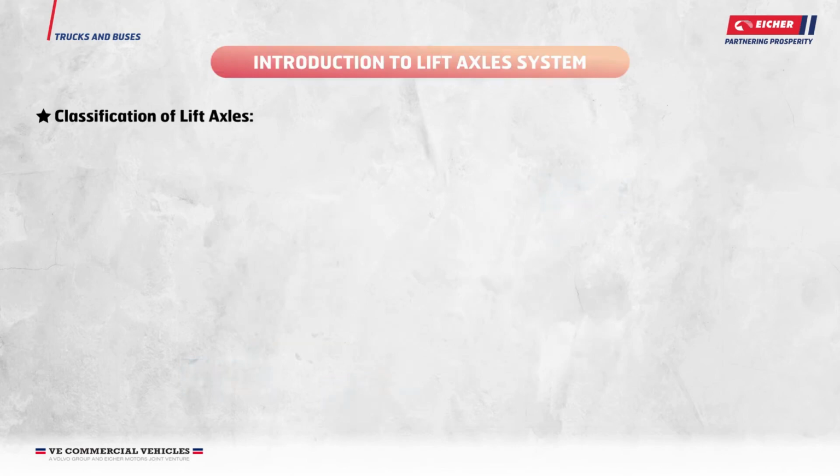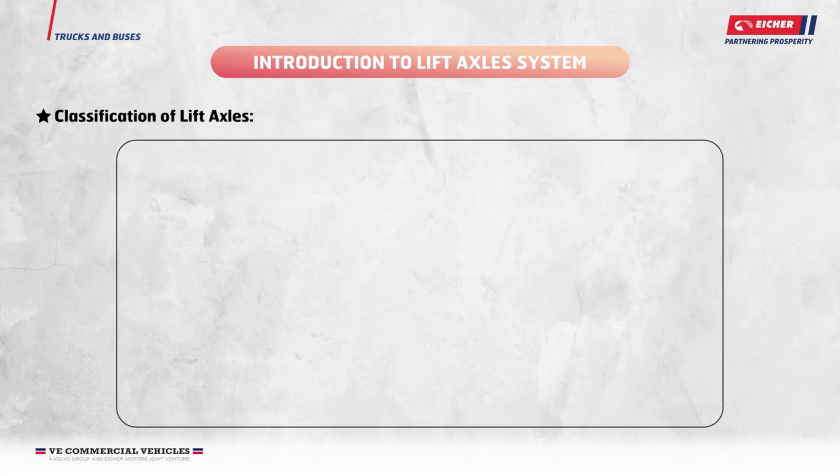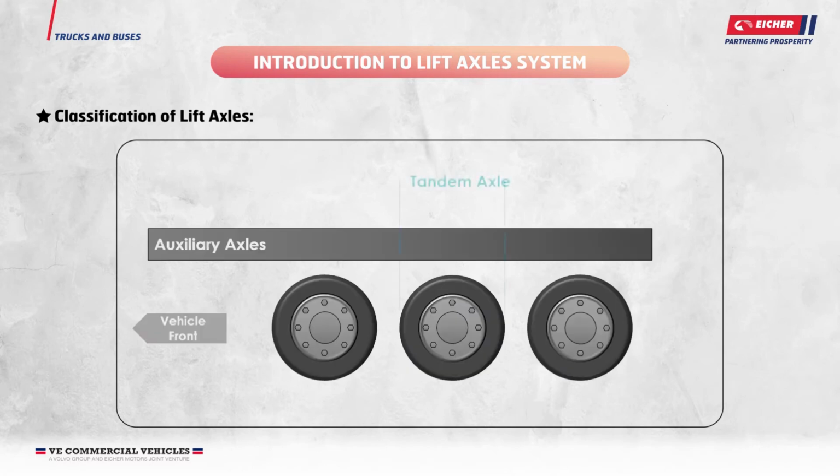Classification of lift axles. Depending upon its location with respect to the tandem axle, lift axles are classified as follows. Tandem axle: it is the main load-carrying axle, and also part of the powertrain. Pusher axle: it is installed in the front of the tandem axle. Tag axle: it is installed in the rear of the tandem axle.